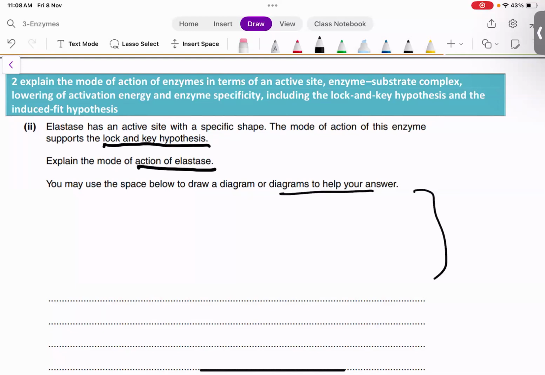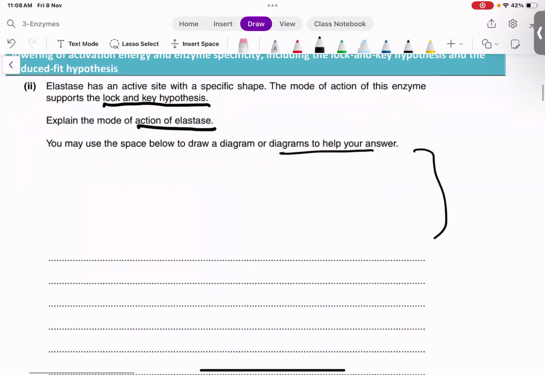You may draw the diagrams here, but you don't need to. If you're not good at drawing, you should not try that. You will simply waste your time. You should describe it here. Okay.